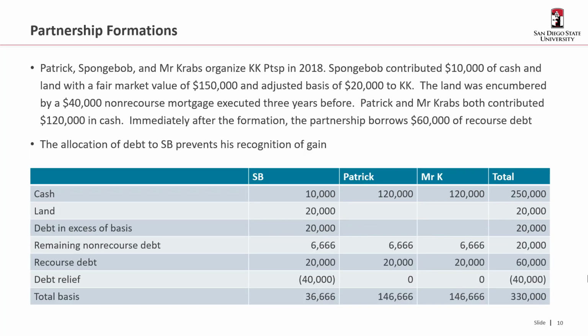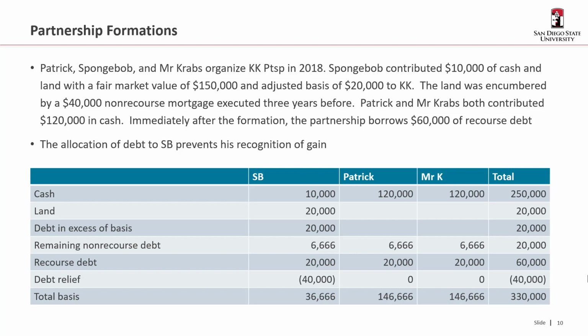Okay, so in this case, Patrick, SpongeBob, Mr. Krabs organized the partnership. SpongeBob contributes $10,000 of cash, land with a fair market value of $150,000 and adjusted basis of $20,000. In this case, the land was encumbered by a $40,000 non-recourse mortgage, and it was executed a number of years ago, and that's important from the perspective of it wasn't for a tax shelter. So Patrick and Mr. Krabs both contribute their $120,000 in cash, and immediately after they borrow the $60,000 of recourse debt. Okay, so let's march through first SpongeBob.